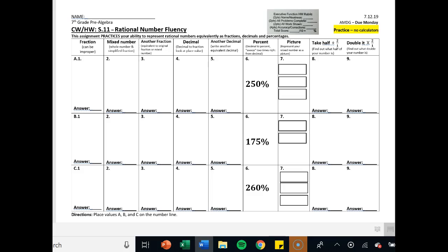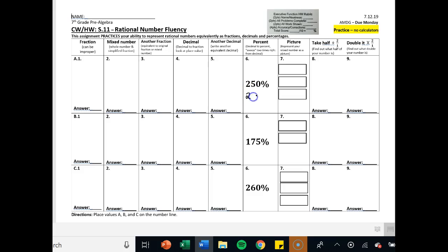So if you're absent or just want a refresher, you can go ahead and watch these notes. I'm going to do the first page with you guys. So if I start you off with a percent, there's a whole bunch of different ways you can go. One of the easiest ways, I think, to go next is just to do the picture.